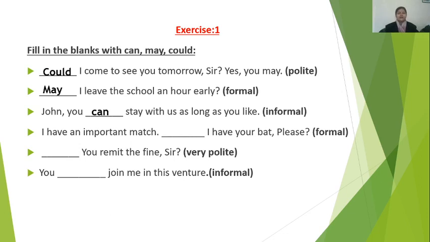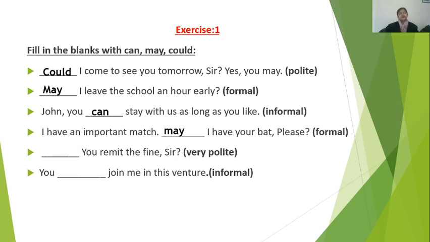Okay, now the next is "I have an important match. ___ I have your bat, please?" And formal means the permission is asked in a formal manner, to an elder person, a dignified elder person. So which modal will be used for it? Can, may, or could? It is formal. May. May I have your bat, please?